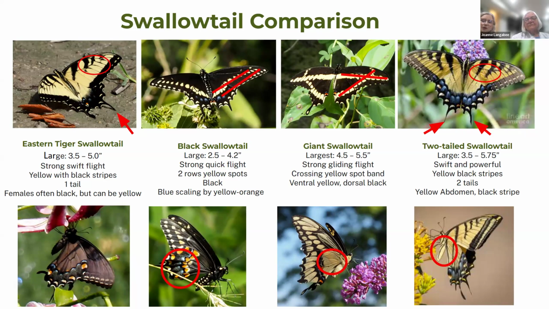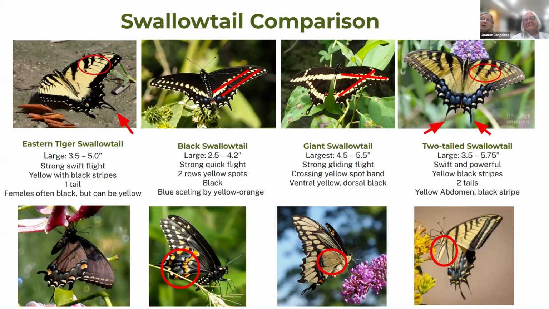Giant swallowtail is one of my favorites. It is beautiful. The dorsal side is black with yellow markings, and the markings actually cross. So you'll have the V and then like a cross up on the widest part of the butterfly.